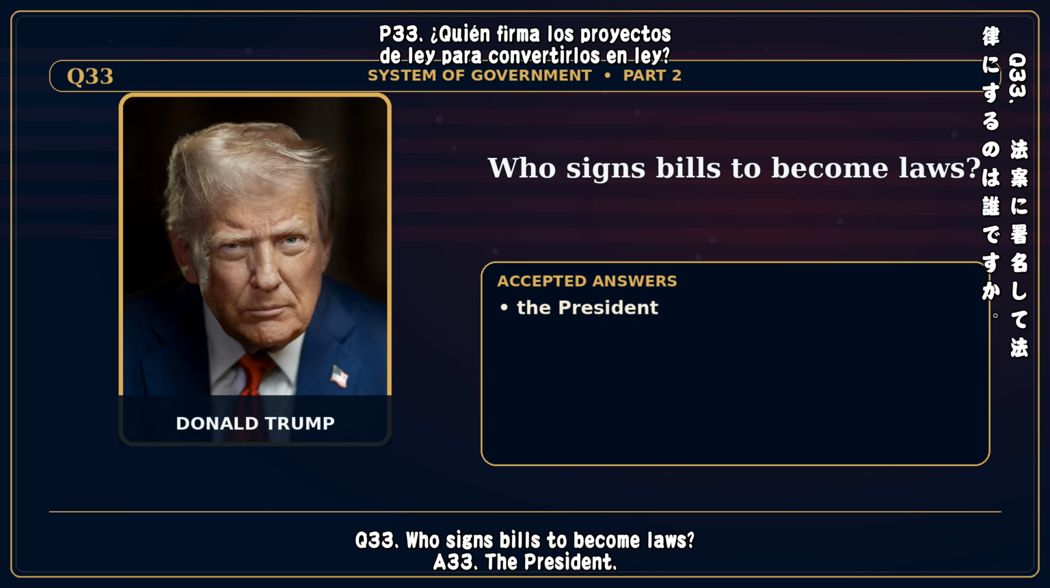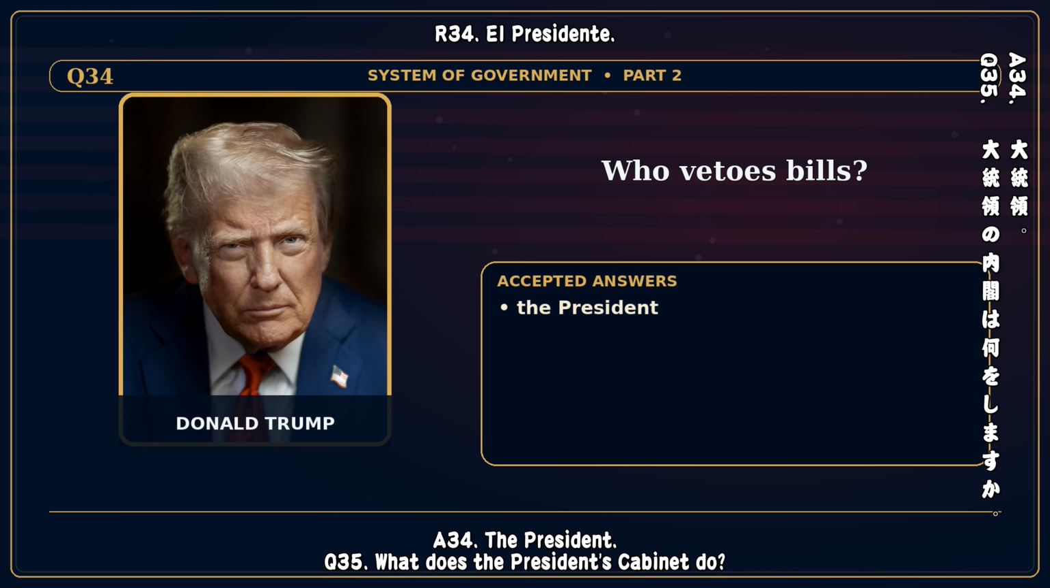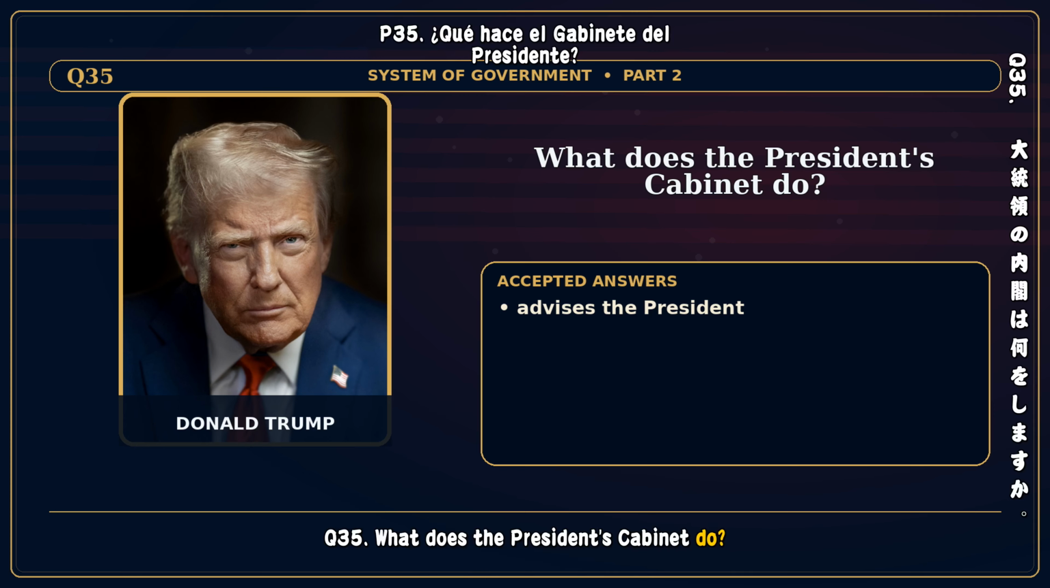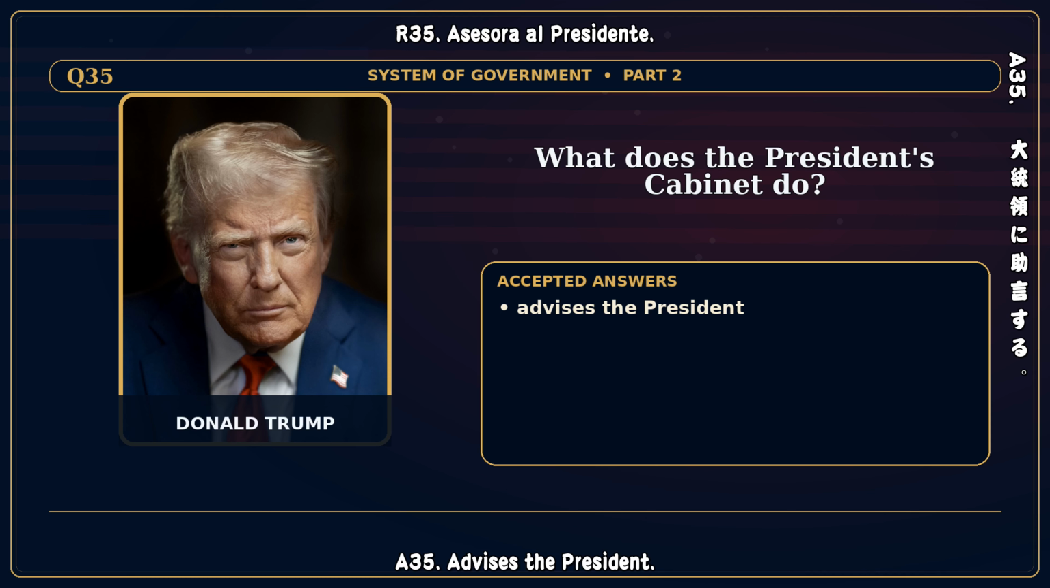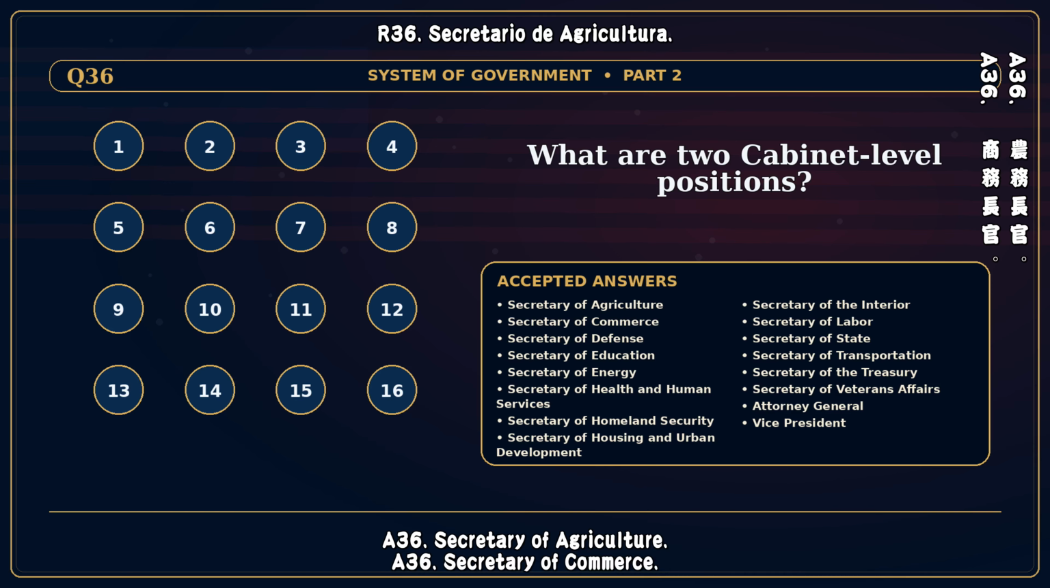Who is the commander-in-chief of the military? The president. Who signs bills to become law? The president. Who vetoes bills? The president. What does the president's cabinet do? Advises the president.